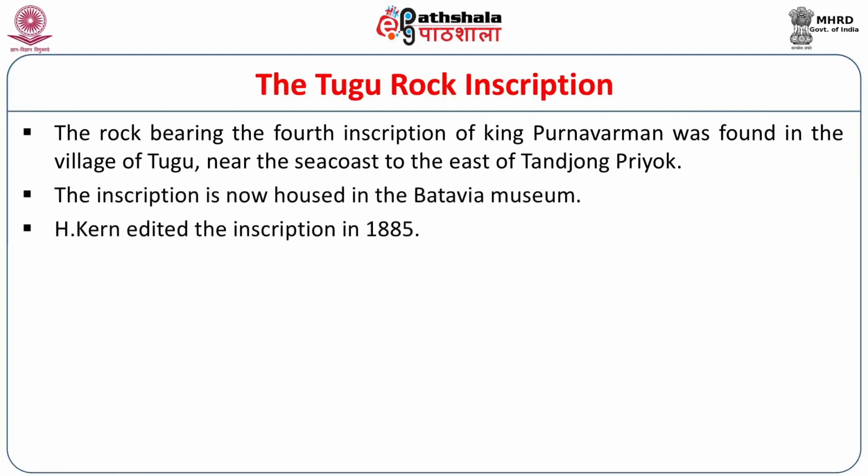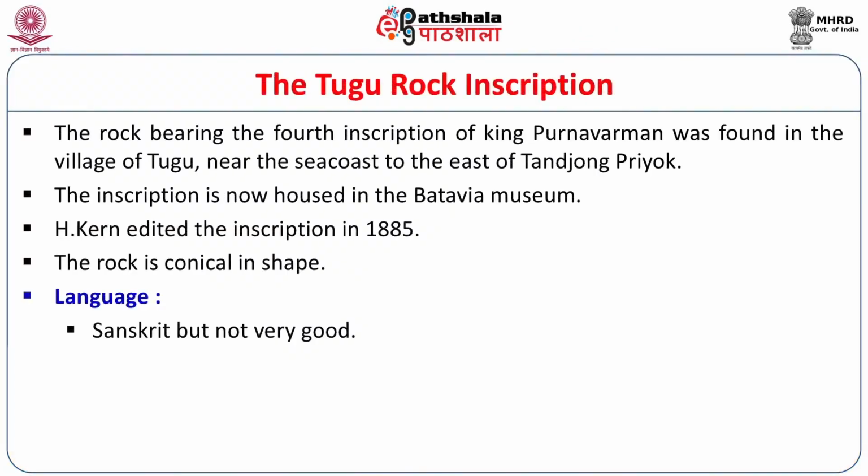This inscription was also edited for the first time by H. Karn in 1885. The shape of the rock is very interesting. It is conical in shape, and originally it was buried for a long time. Only half was exposed. Later on, when the entire rock was exposed, it showed that there were inscriptions, which were very important for understanding the irrigation program of the ruler.